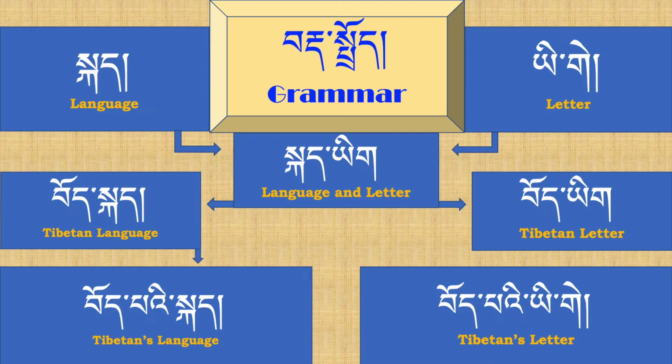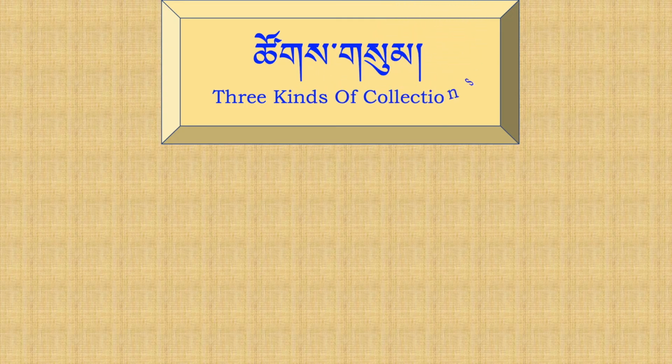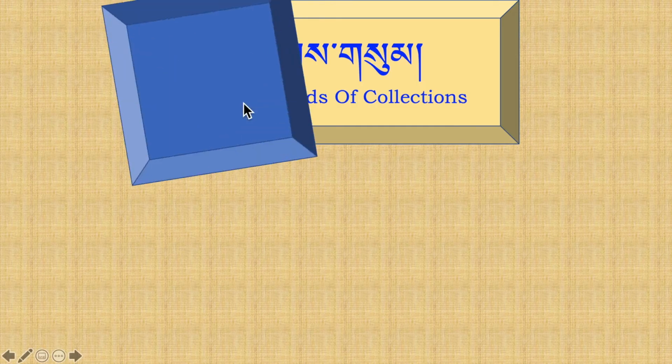So now, in order to learn Tibetan grammar, first we have to learn these three kinds of collections. In Tibetan it is called Tsok Sum. Tsok is collections, Sum is three. So there are three things that we have to learn. Now you're curious, what are the three things?